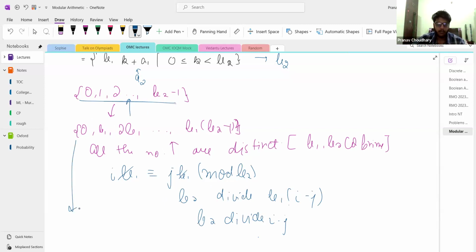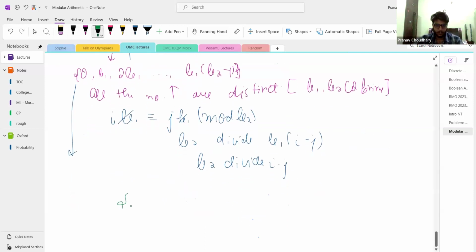Now, if I shift forward all these numbers by some constant, then it should also contain all the remainders. Let's just take an example. Say for 4, these are the set of possible remainders. If I add 2 to everything, this becomes 2, this becomes 3, this becomes 4, which is just 0.